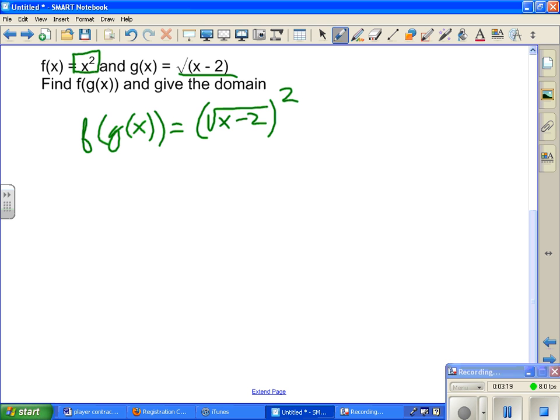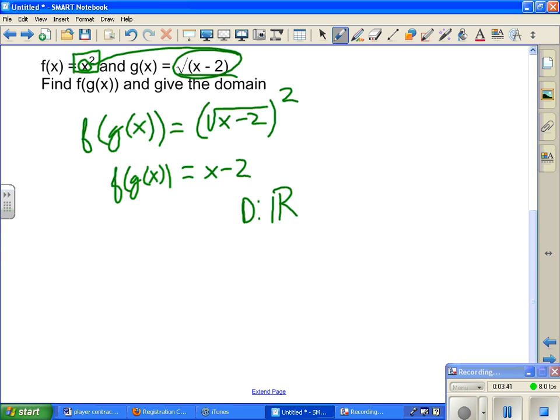Hopefully we're seeing that. I'm just taking this and plugging it in for x. So f of g of x equals, now the square root of anything squared is x minus 2. What is the domain of this? Well, the domain of this is all real numbers, according to this. It's all real numbers, but there's a problem there, because not all of the numbers are going to satisfy each function independently.